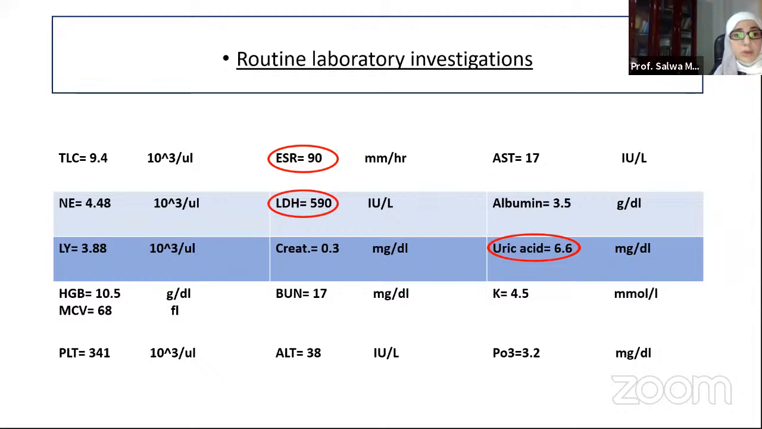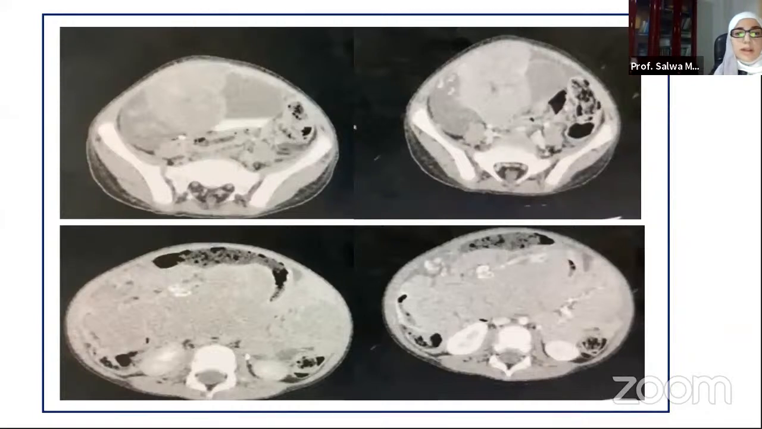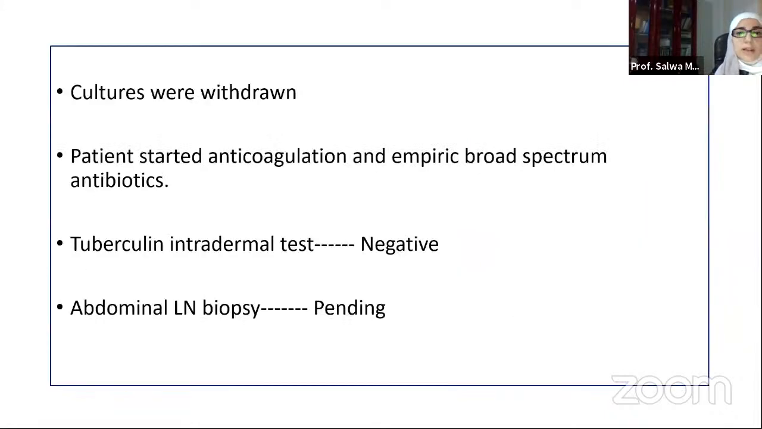He did initial CTs, which showed enlarged lymph nodes above and below the diaphragm, and significant amalgamated abdominal retroperitoneal lymph nodes encasing vessels with calcification, another soft tissue density at the right iliac fossa, as well as splenomegaly with thrombosis inside. He was suspected to have a malignancy versus a benign condition. He started anticoagulation therapy, a tuberculin test was done and was negative, and he had an abdominal lymph node biopsy, which was still pending at that time.